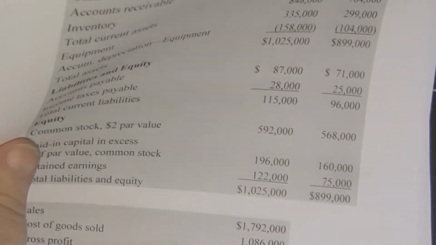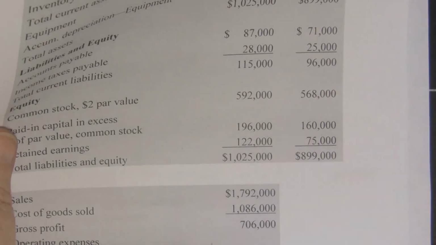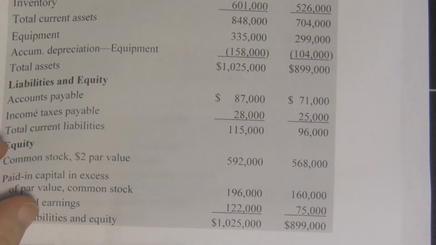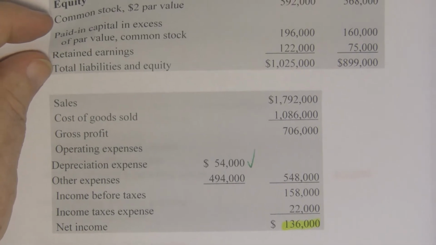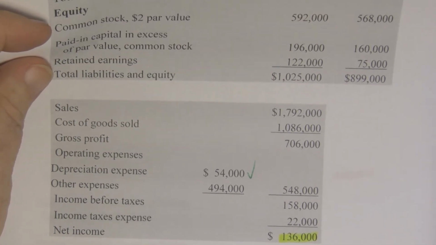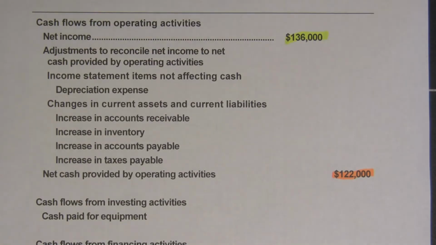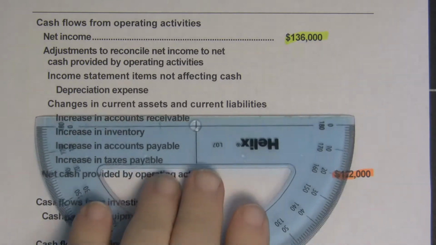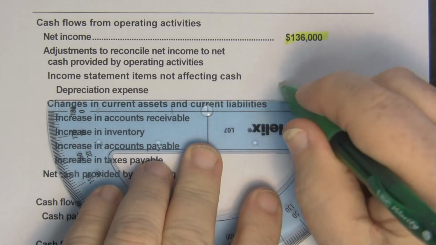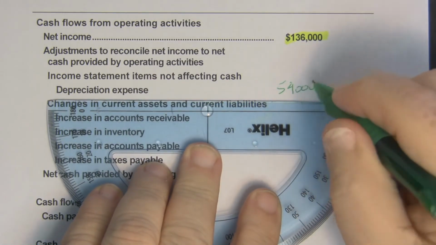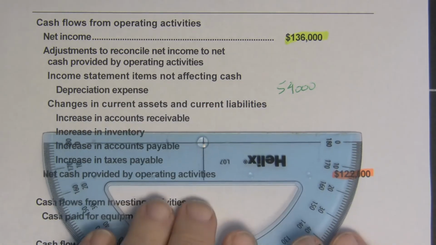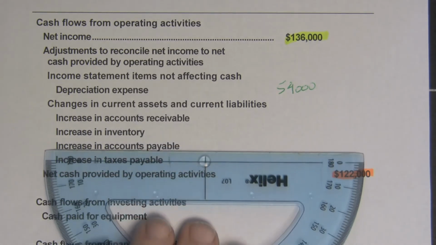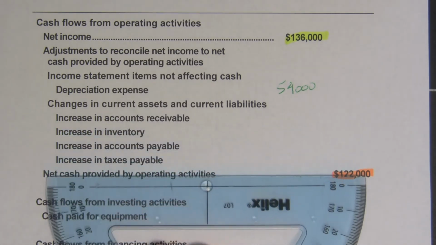The first thing we're going to grab is depreciation. I always grab depreciation expense first. It's the easy apple, because you always know you're going to add back depreciation. Always. So I'm going to add depreciation of $54,000. There are no gains or losses. I don't have to worry about that in this problem. The rest of these are all in balance sheet numbers.